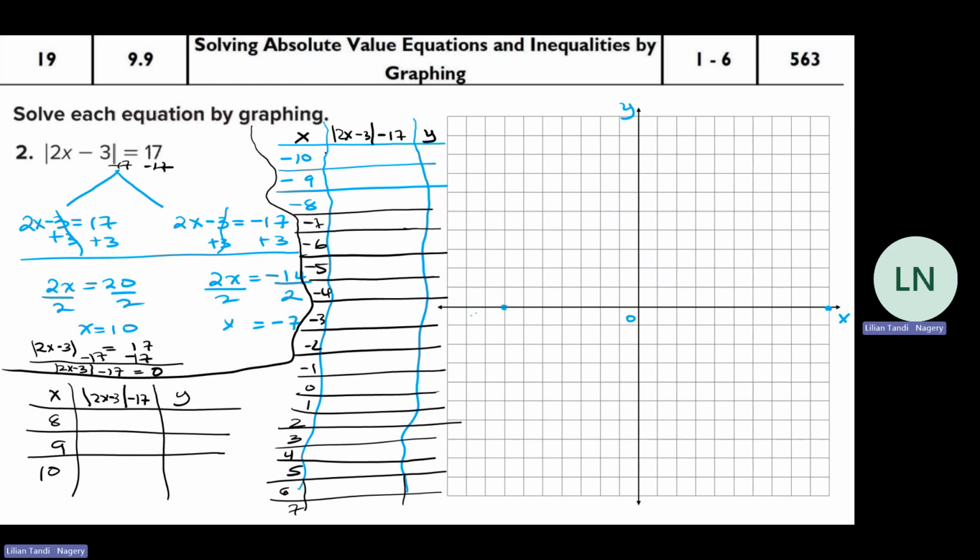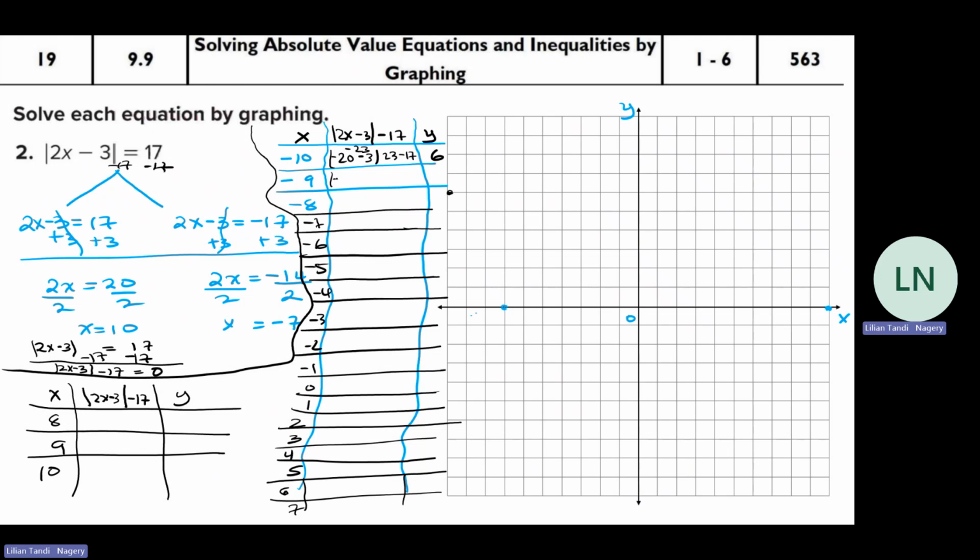All right, 2 times -10 is -20, minus 3 becomes -23. Absolute value cannot be negative, so 23 minus 17 is what? 23 minus 17 is 6. So -10 with 6. 1, 2, 3, 4, 5, 6. Put your dot there. Now let's do -9.